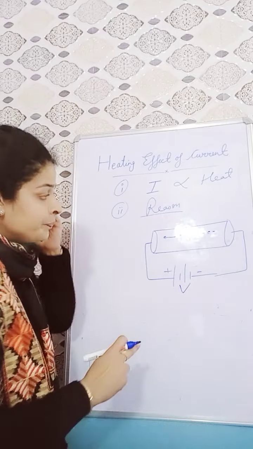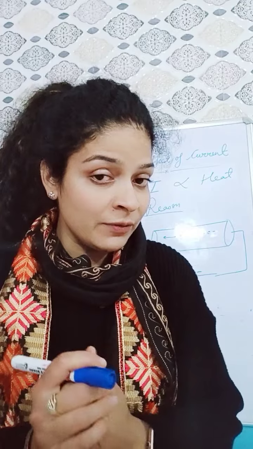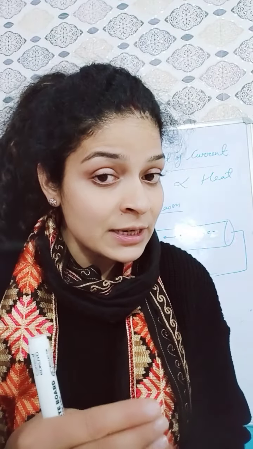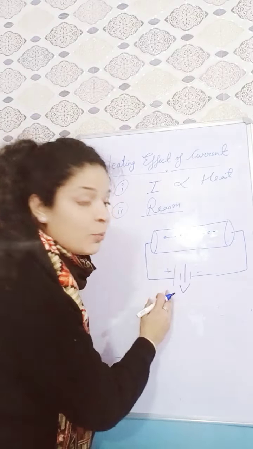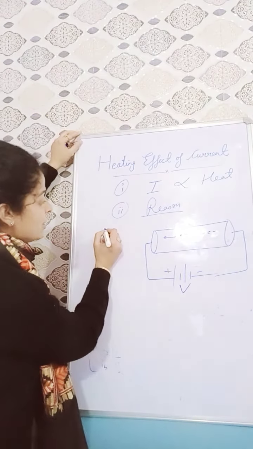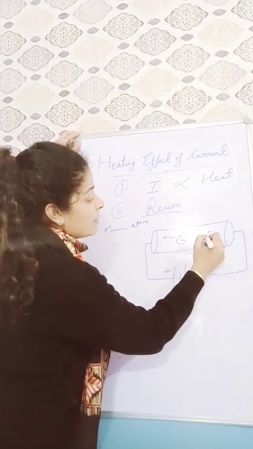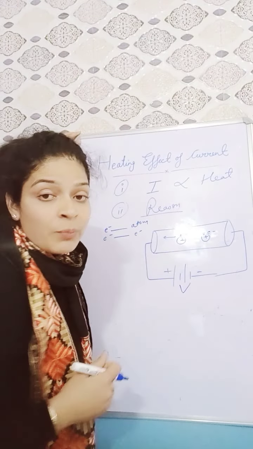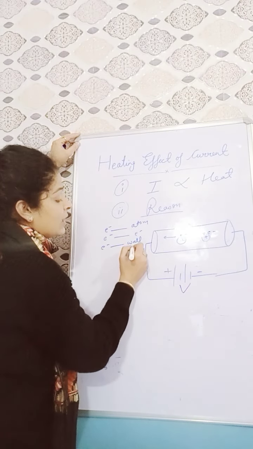Now whenever the electron is moving towards a positive terminal of the battery, what actually happens? Electrons can collide with the atoms of the conductor. What are the different cases here? The electron may collide with the atoms of the conductor. These are the atoms of the conductor. The electron may collide with the other electron which is moving towards the positive terminal of the battery. The electron may collide with the wall of the conductor.